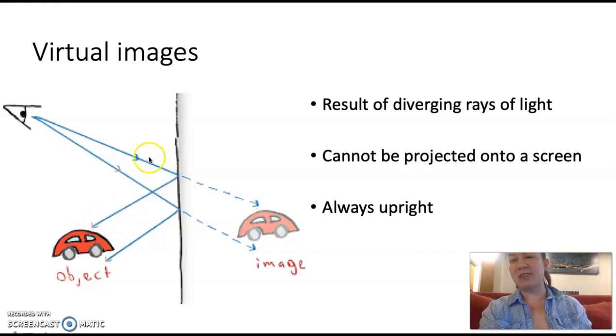This ray is drawn backwards and hits my eye. The red light leaves the car, hits the mirror, hits my eye. And my brain thinks that these rays that it just received must have come from back here, making a virtual image. So virtual images are always upright.